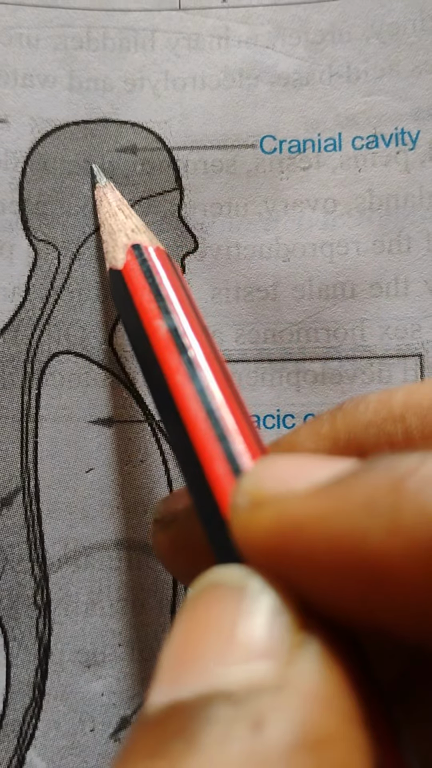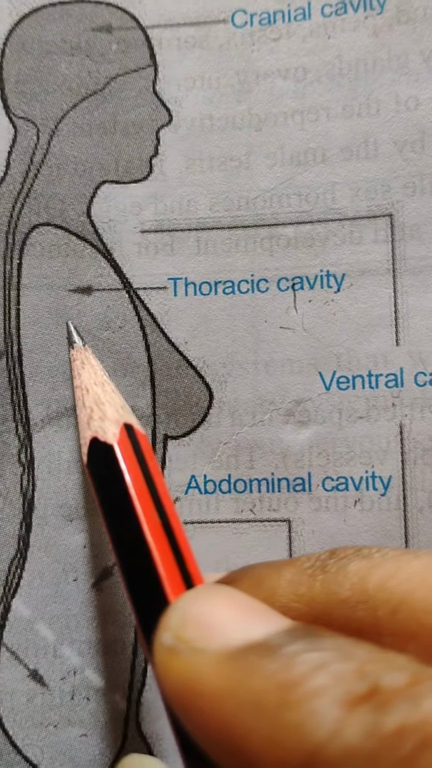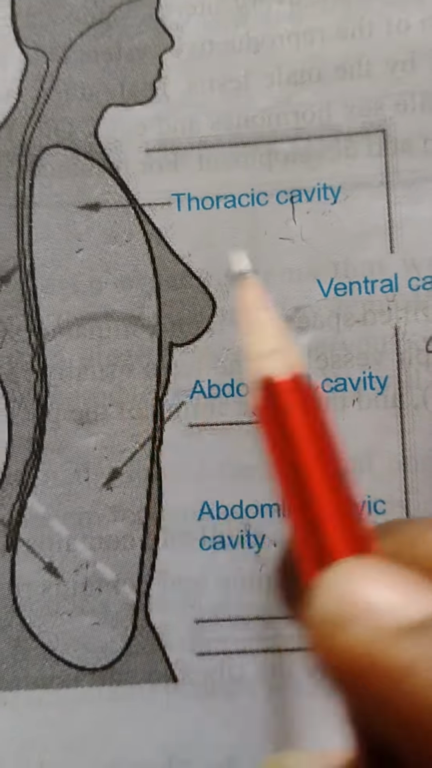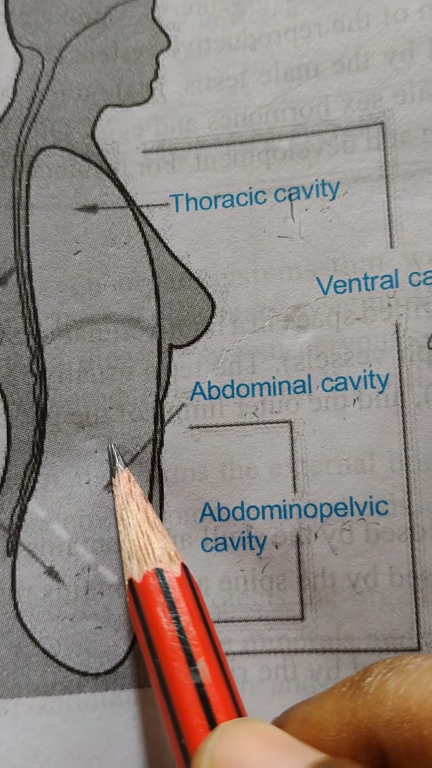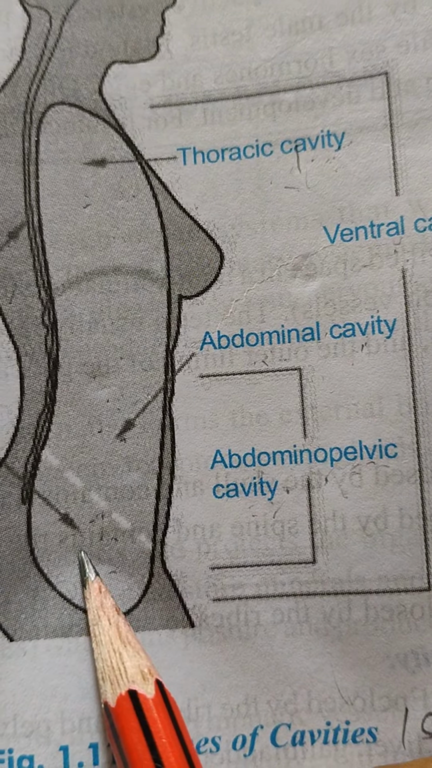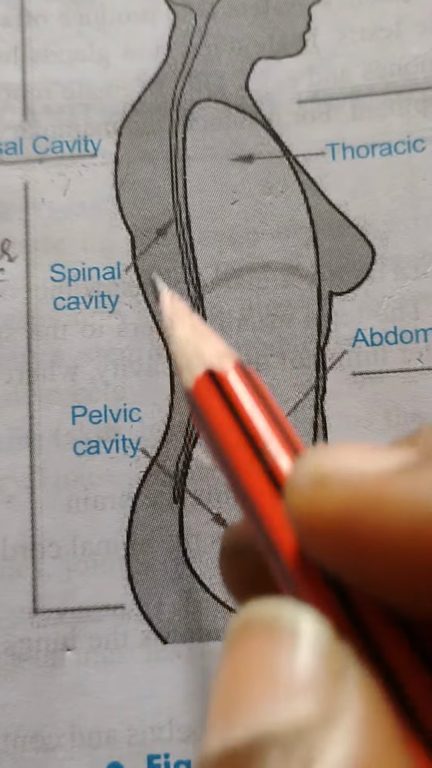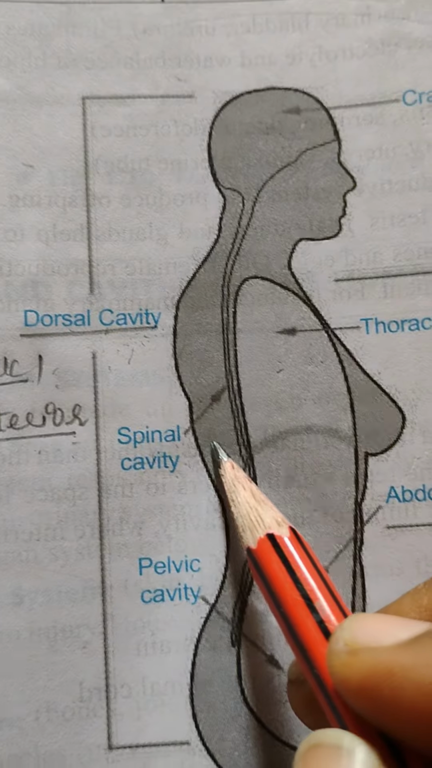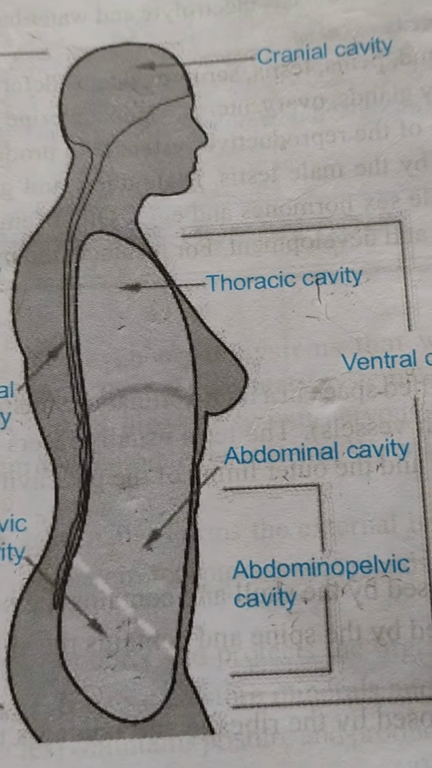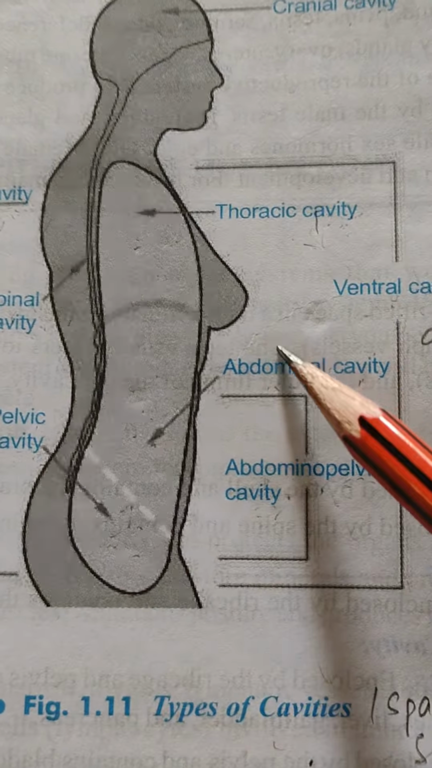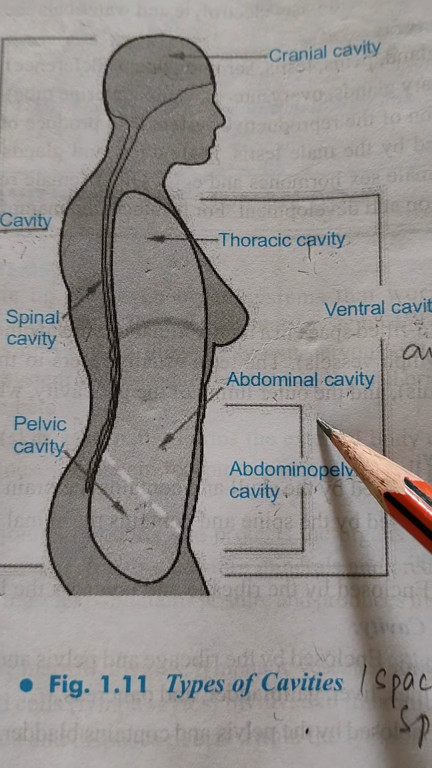Brain is located within the cranial cavity. Then heart and lungs are located within the thoracic cavity. Then next, digestive organs, spleen, and kidneys are located within the abdominal cavity. Bladder and reproductive organs are located within the pelvic cavity. Spinal cord is located within the spinal cavity. And finally, all of this we can call the human body cavities.